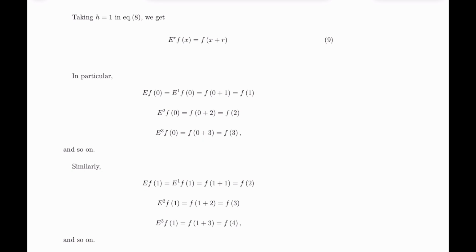Similarly, E f1, this is equal to E to the power 1 f1. So this is f1 plus 1, which is equal to f2. E square f1 is f1 plus 2, so this is f3. E to the power 3 f1 is f1 plus 3, which is equal to f4, and so on. So all these results follow from this equation.